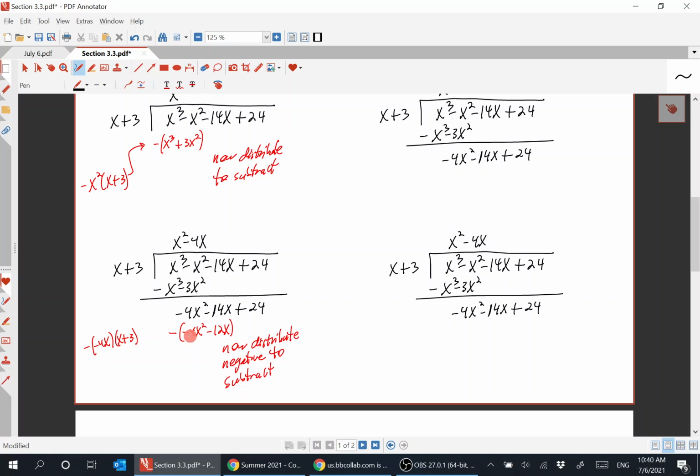So this becomes positive 4x squared, positive 12x. Right, so now the 4x squared is going to go away. Minus 4x squared plus 4x squared is 0. Minus 14x plus 12x is minus 2x, and then bring down the 24.